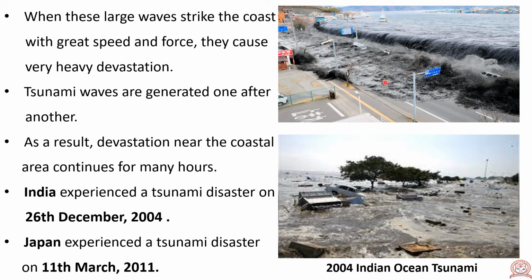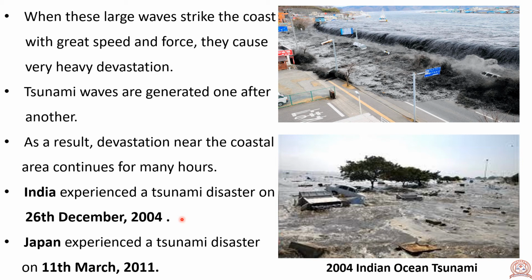When these large waves strike the coast with great speed and force, they cause very heavy devastation. Tsunami waves are generated one after another. As a result, devastation near the coastal area continues for many hours. India experienced a tsunami disaster on 26th December 2004.